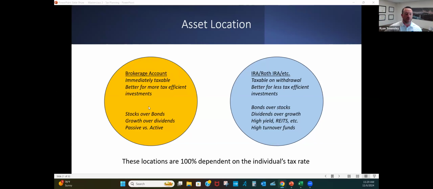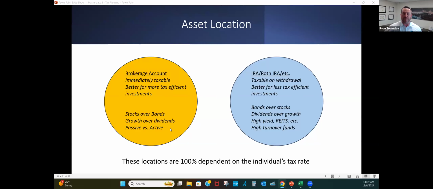You can place, for example, more stocks in your brokerage account and more bonds in your IRA or Roth IRA, if that makes sense for your bracket. So that way you don't immediately incur that normal income. You can put more growth stocks in your brokerage account, so you can do the capital gains. You can put more dividend stocks over in your, now, a lot of that depends on if it's qualified or not, so it might not even matter.